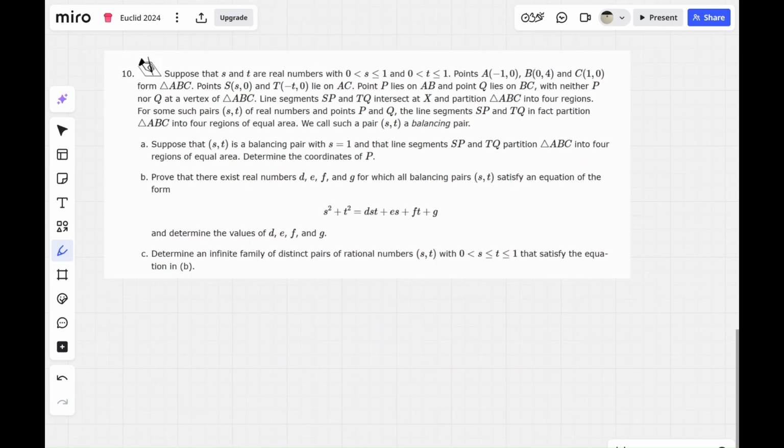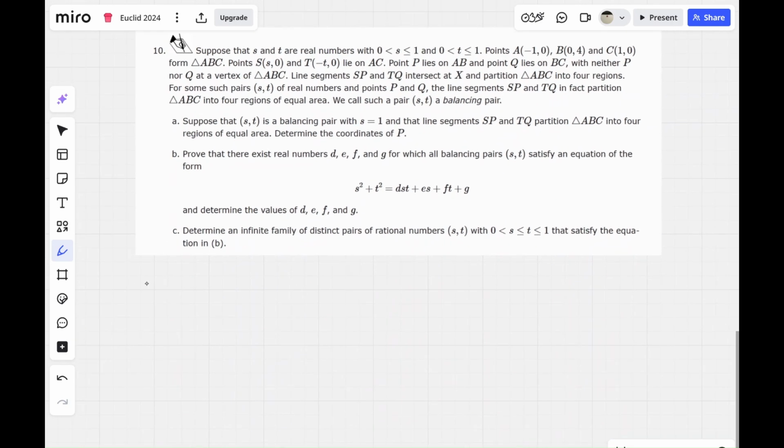In this problem, we're given some coordinates that form a triangle and some points on the sides of this triangle that partition the triangle into 4 regions of equal area. And the numbers such that this is possible are called balancing pairs.